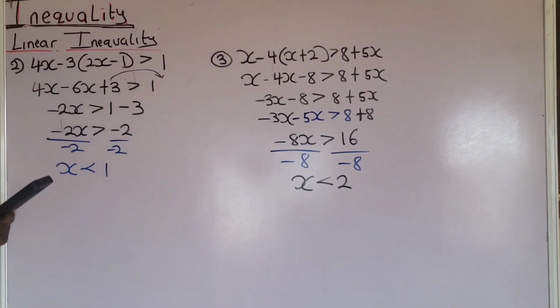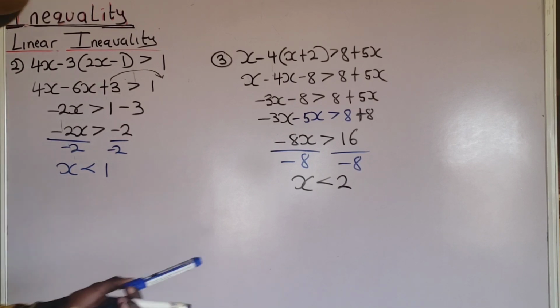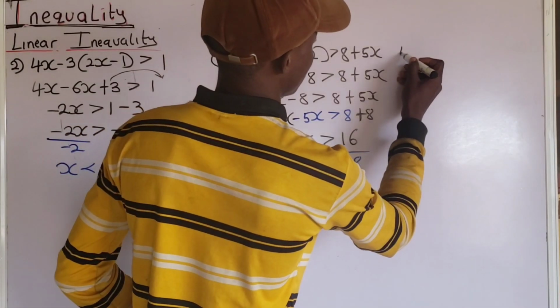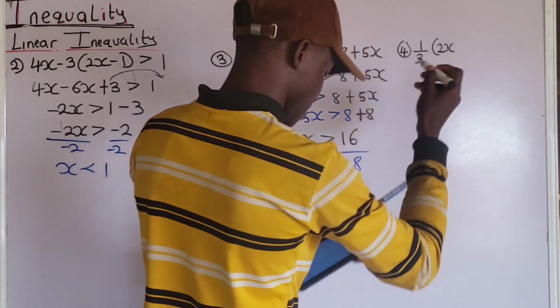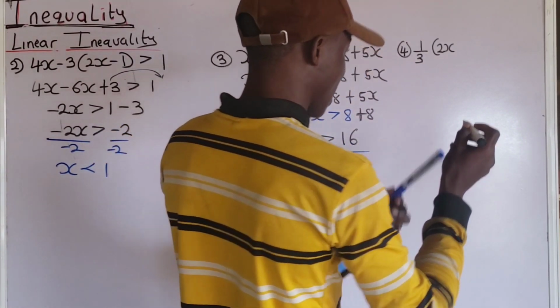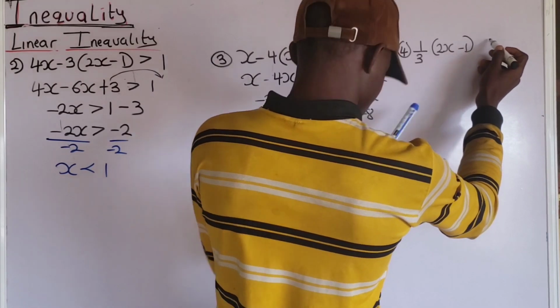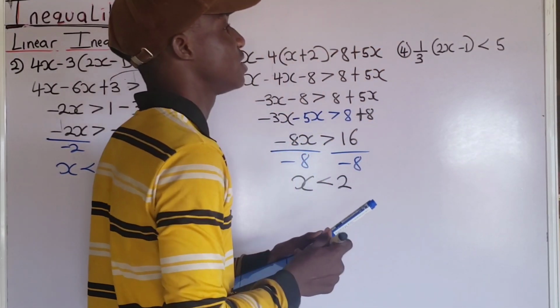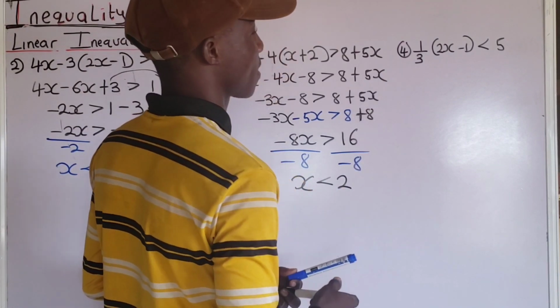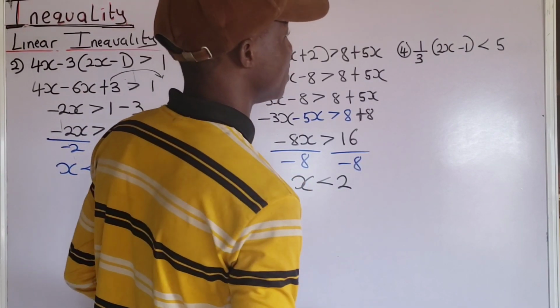Okay, let us proceed to the fourth question. We are asked to solve the inequality 1 over 3 multiplied by 2x minus 1 is less than 5. 1 over 3 multiplied by 2x minus 1 is less than 5. Okay, so how do we solve this inequality? Please kindly pay attention. Look at this.